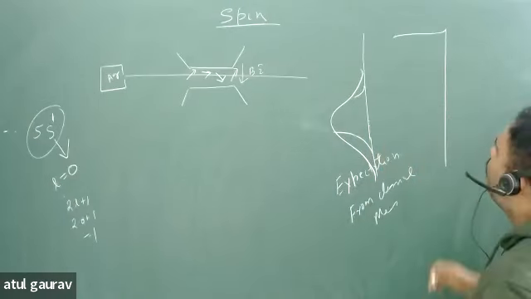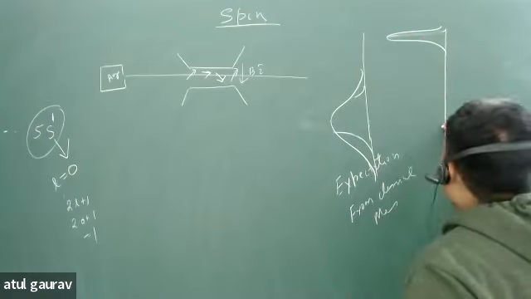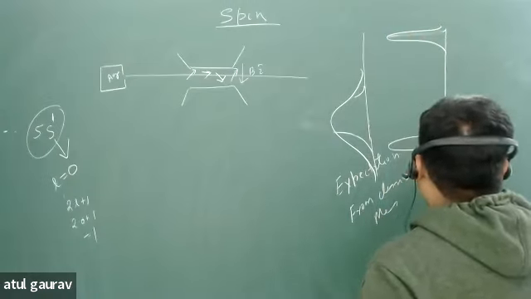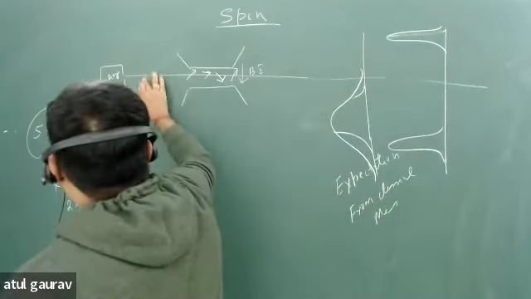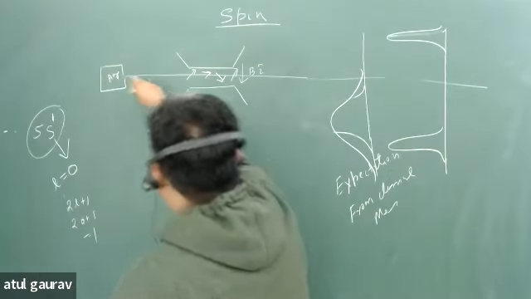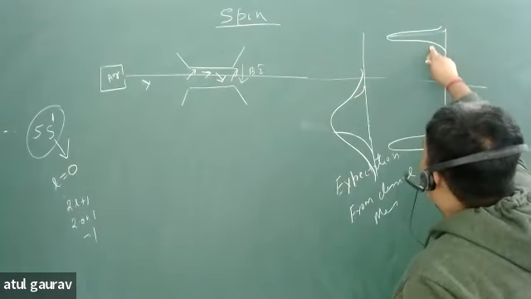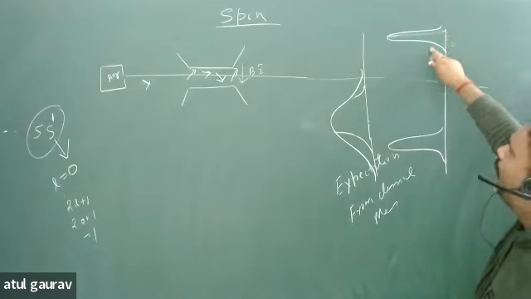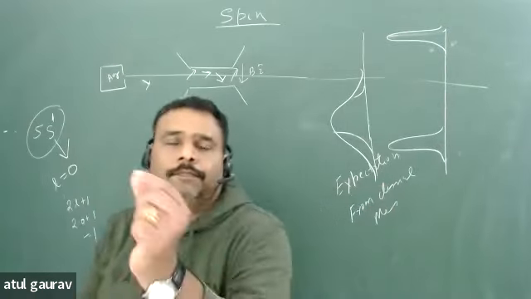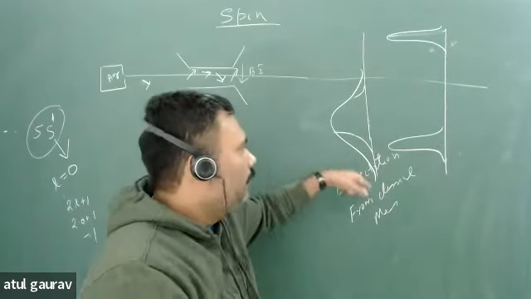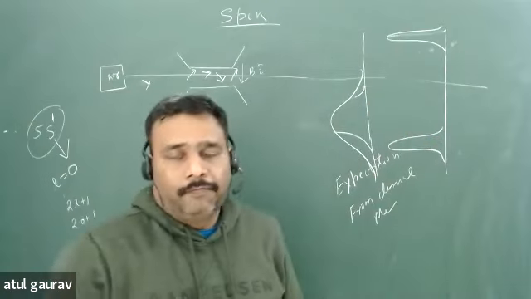But what did we find? Something very sharp, exactly symmetric about this particular axis. Suppose this is your y-axis, so the atom is coming along the y-axis. We have exactly symmetric traces, either here or here. So we have a very sharp line in spite of this band, and there are exactly two lines.